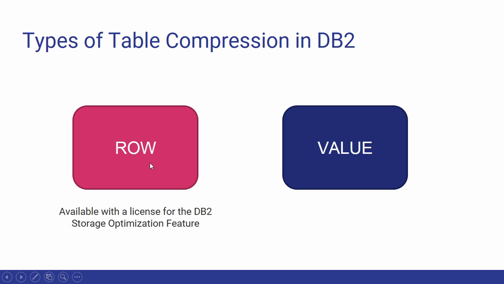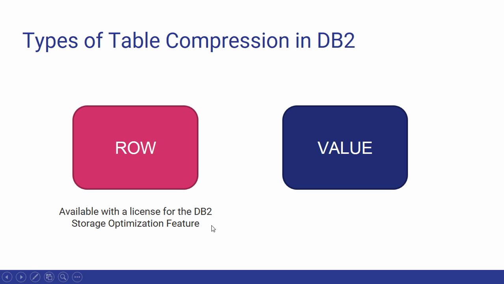Now to use row compression in DB2, you must have an available license for the DB2 storage optimization feature that enables you to use row compression for your tables in your DB2 databases. This particular feature comes packaged with high-end editions like Advanced Enterprise Server Edition and Workgroup Server Edition. All of these editions are already packaged with the storage optimization feature, so you will be able to work with row compression. If it is not available with your edition, then you have to purchase this feature explicitly from IBM.